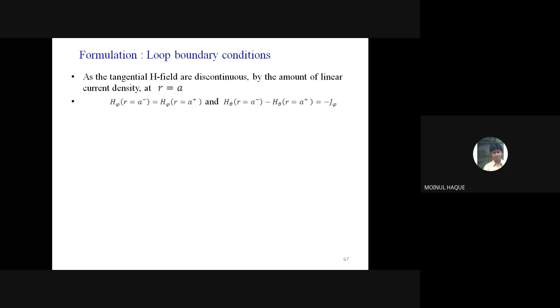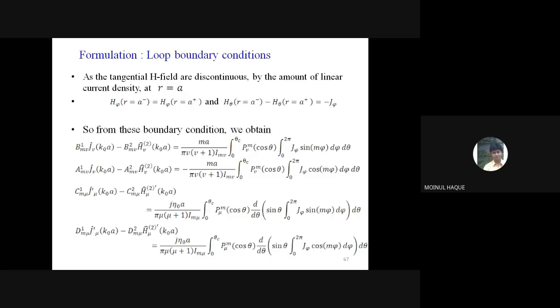Next is the H field boundary conditions. So from the H field boundary condition, we have got this kind of equations.